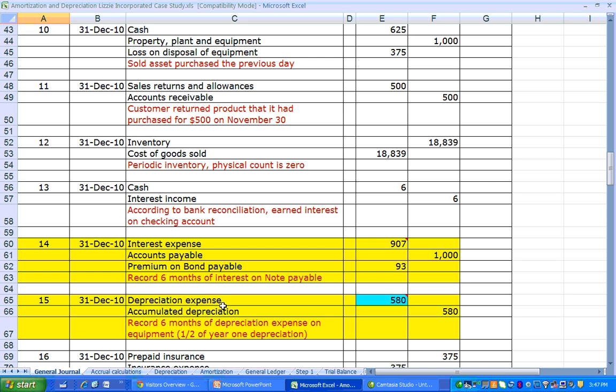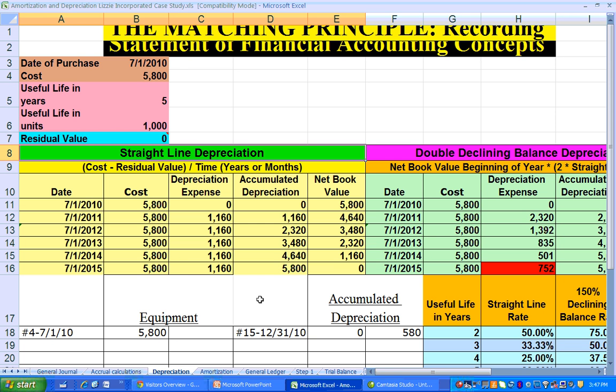So that $580, where did we get that from? Let's go to the depreciation schedule, and you see the depreciation expense for year one as of July 1st, 2011 is $1,160. Well, this represents 12 months of depreciation. We only need 6 months of depreciation, so we're taking half of this. And this yields our journal entry.